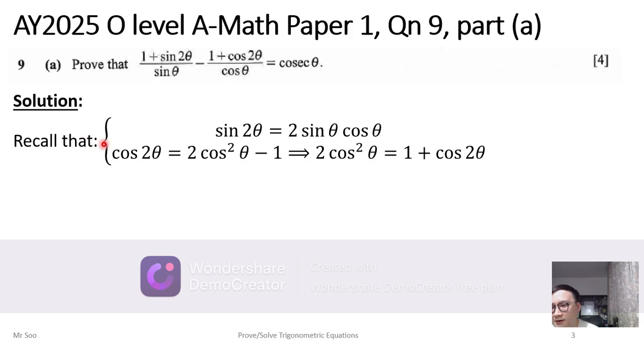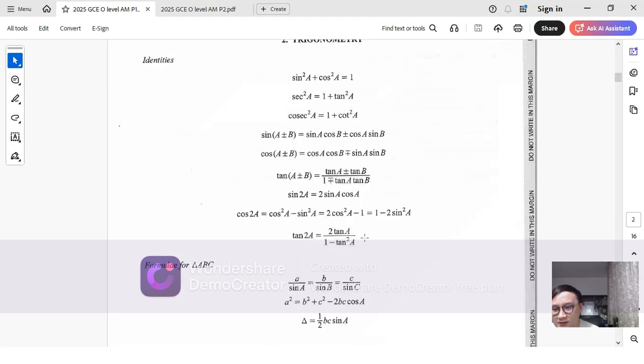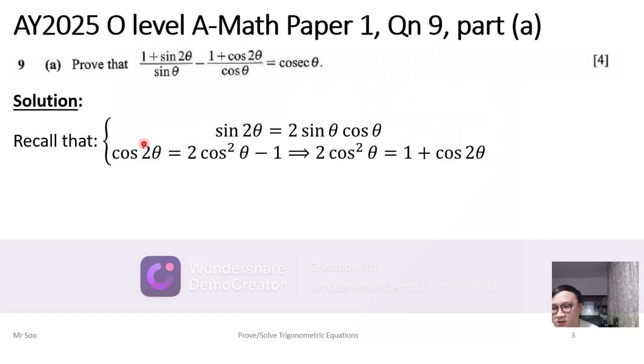Recall the double angle identity: cosine 2 theta equals 2 cosine squared theta minus 1, which is the second one, this one. 2 cosine squared A minus 1 equals cosine 2A. If you add 1 on both sides, you get this part. So you have 1 plus cosine 2 theta on the left hand side, and 2 cosine squared theta on the right hand side. In the second rational term, the numerator 1 plus cosine 2 theta essentially is 2 cosine squared theta, correct?